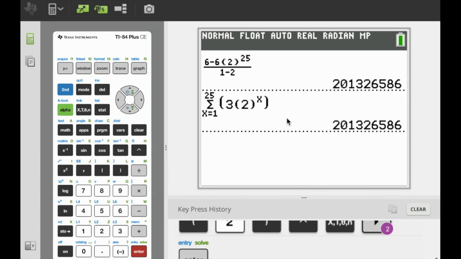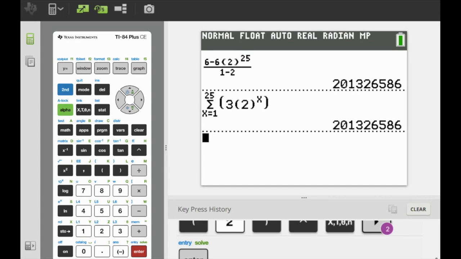So there's actually 2 ways to represent a geometric series. You can use the geometric series formula, which is this, or you can use the summation to represent it. But then again, if you had to do that by hand, that would take a really long time. So that's why we have this formula too, because it's a little shorter and we don't have to find every single term.